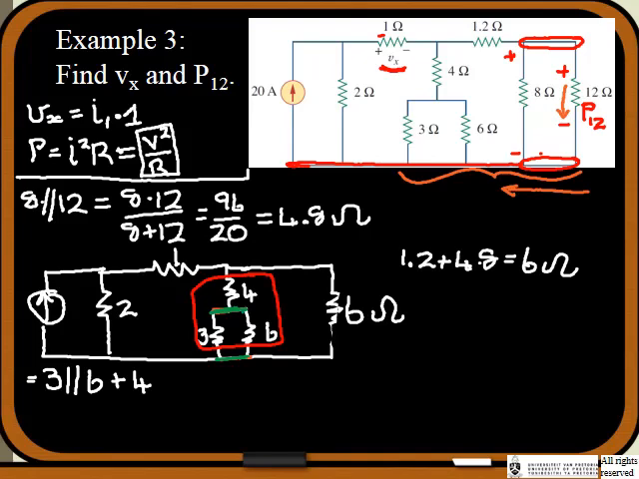So what is that equal to? I have to write it out. So we've got 3 times 6 divided by 3 plus 6, and then plus the 4 ohms. That's going to equal, what's that? 3 times 6 is 18, 3 plus 6 is 9, so that is 2, plus 4 equals 6 ohms. So again, we've got another 6 ohms in the circuit. So that's going to reduce even further to 2 6s.